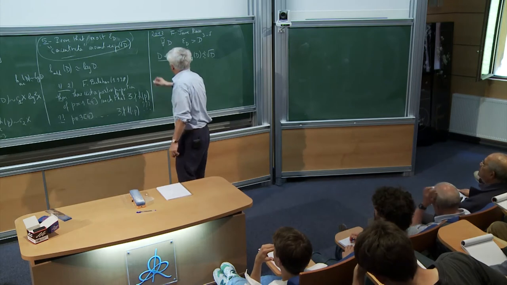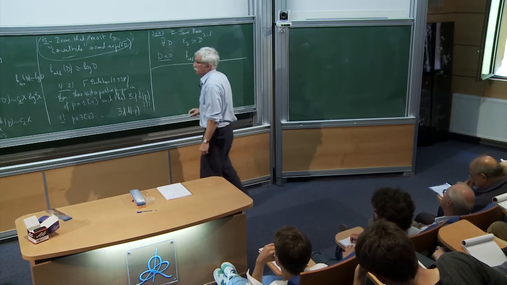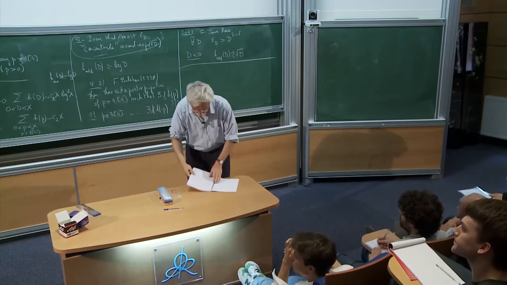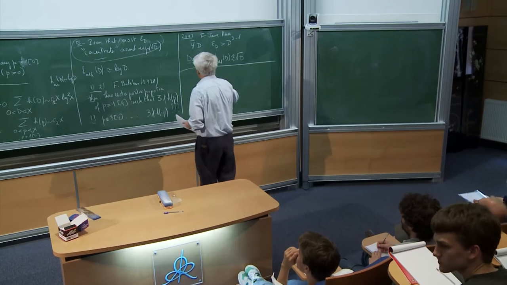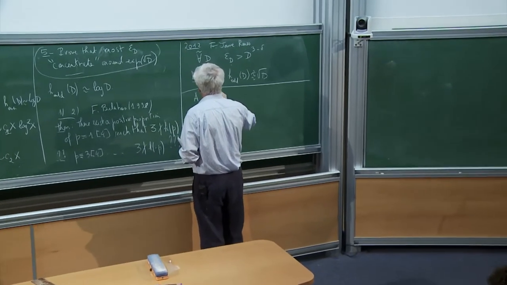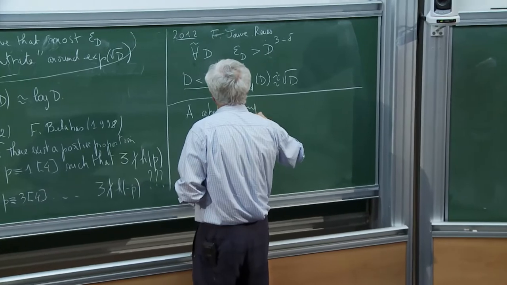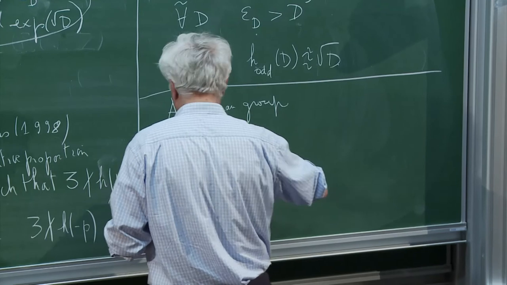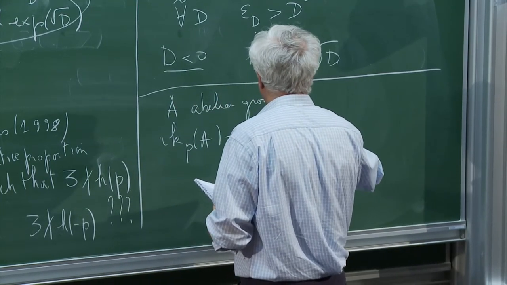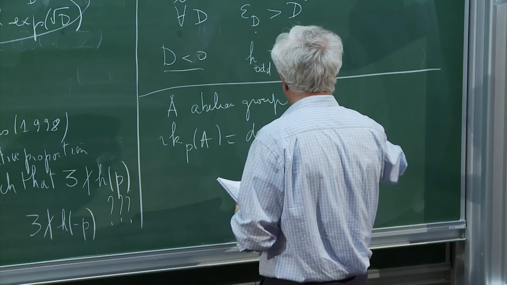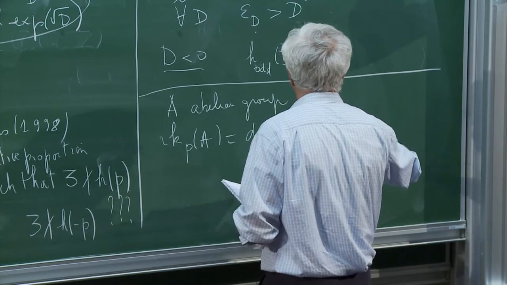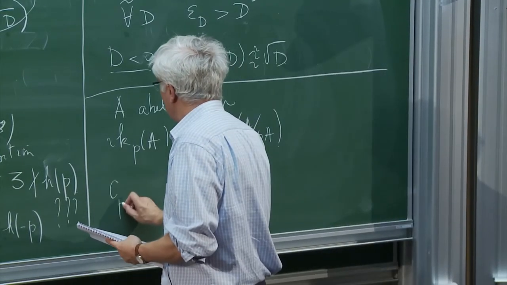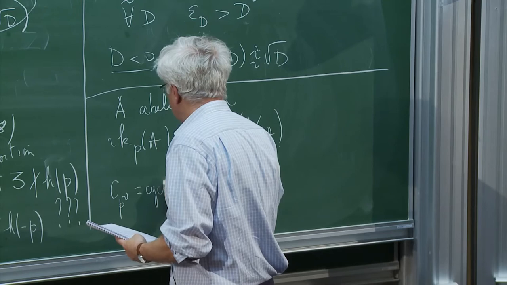So now we go to, always the quadratic fields. What do we know about the p-rank? So first of all, I must define what it is. For A an abelian group, the p-rank of A is the dimension over F_p of A divided by pA. So I also sometimes use the notation for the cyclic group.